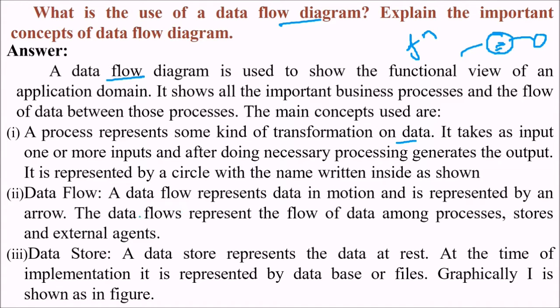In a data flow diagram we have data flow. A data flow represents the data in motion and is represented by an arrow, and it represents the flow of data among the processes, the stores, and the external agents. What about the data store? The data store represents the data at rest. That means at the time of implementation, it is represented by, say, a database or file.